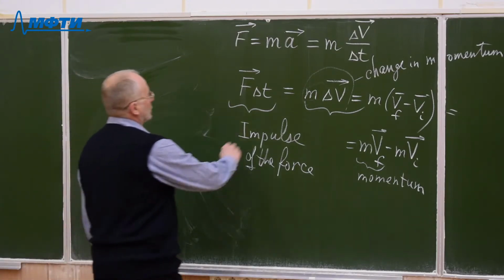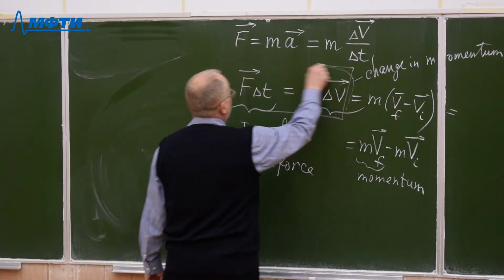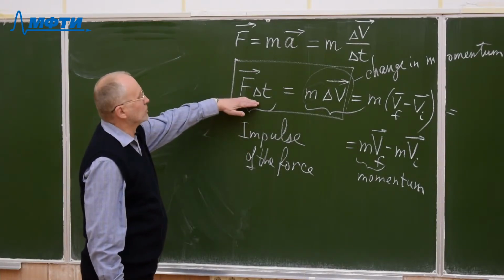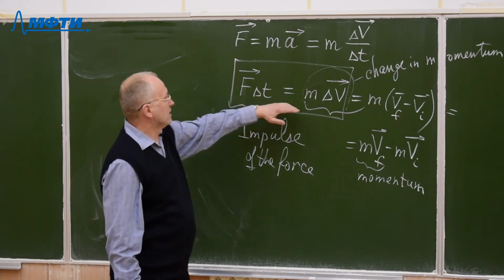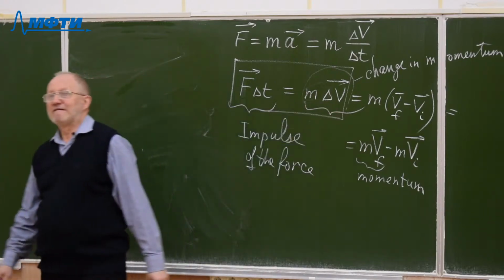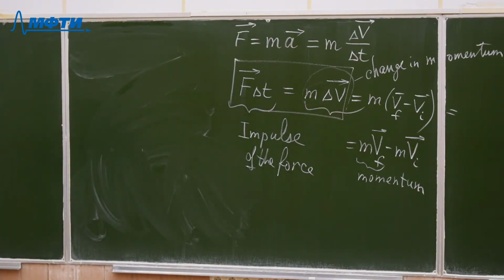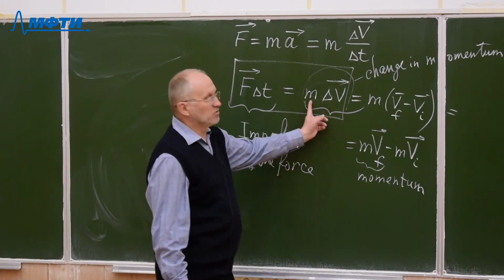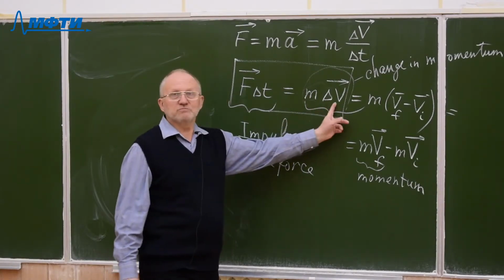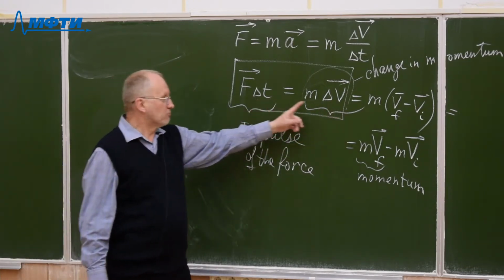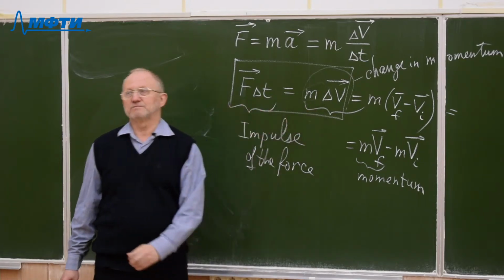So we can look at this equation and read it in the following way. An impulse of the force acting on some body equals the change of momentum of this body. The change in momentum occurs during some time interval delta t. It requires some time for the momentum to change.